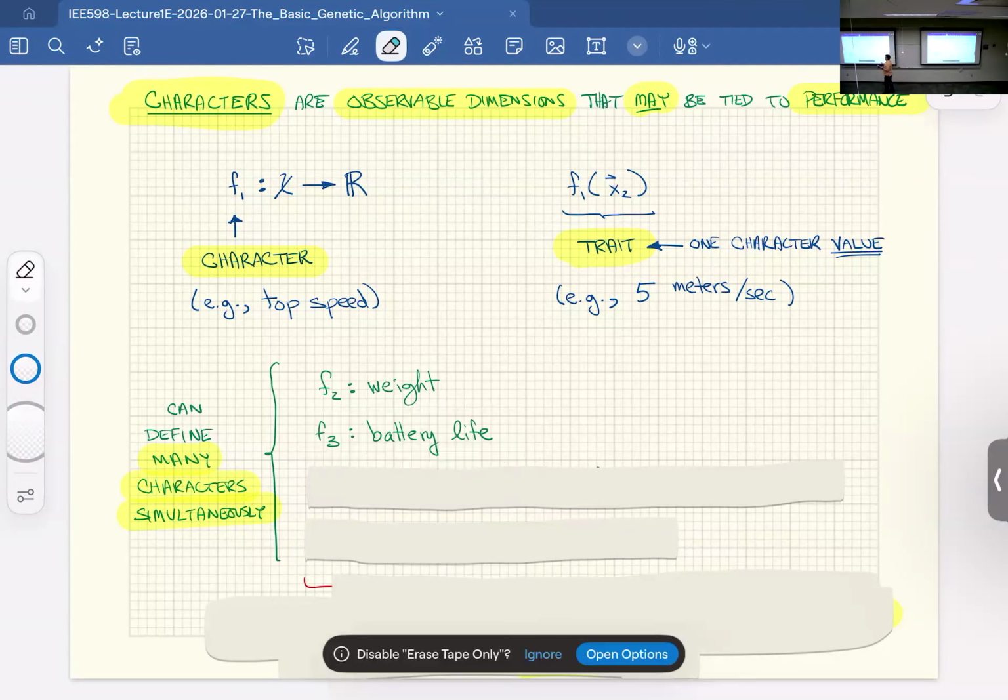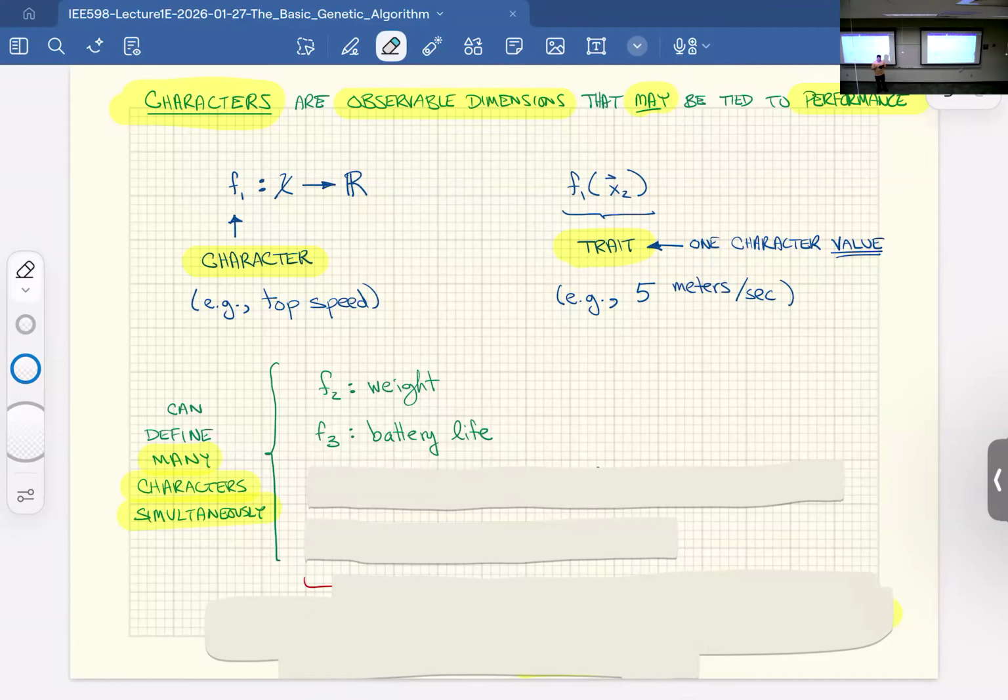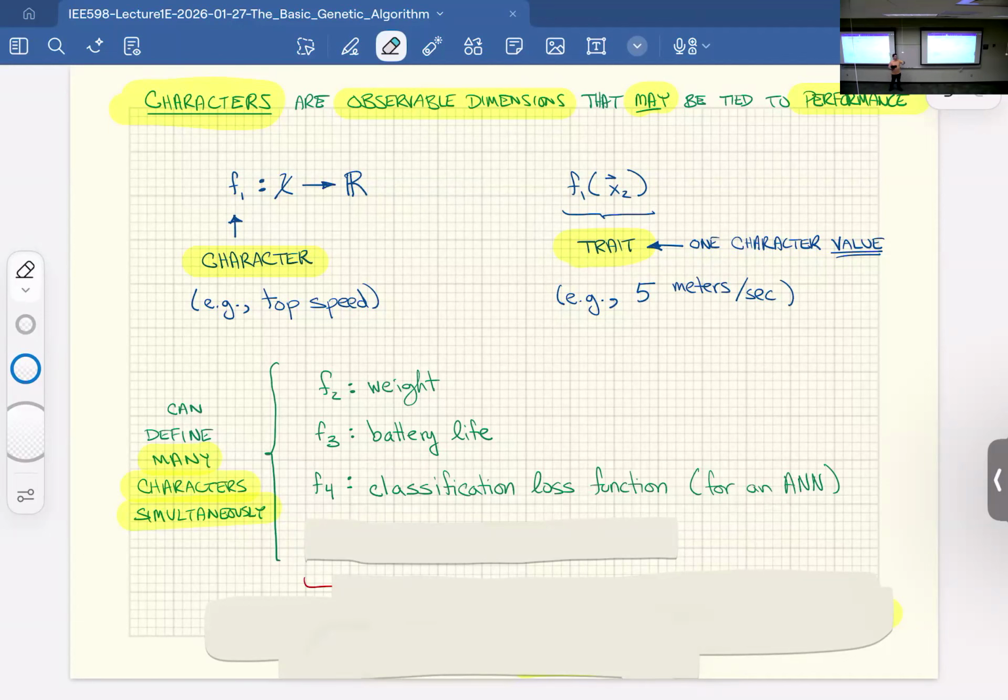If we're sticking with the car example here, jumping around to a different example, if the genotype is actually the sequence of all the weights of a neural network, then we can ask, what's the classification loss for that neural network? So if I'm trying to make a neural network that looks at a bunch of pixels on a screen and decides are those pixels a cat or a dog, and I have a bunch of example cats and dogs, then I can create a loss function that says for every cat, how close did you get to cat? For every dog, how close did you get to dog? Add up all that loss, and that's our classification loss, and we might want to minimize that.